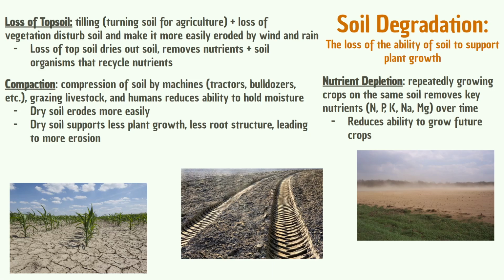The third way that soil is degraded is kind of a byproduct of the loss of topsoil, and that is nutrient depletion. When you repeatedly grow crops on the same soil over and over again, each year they remove some of the nutrients that are found there, and as they do that, the soil is going to be less productive or less able to support plants in the future.